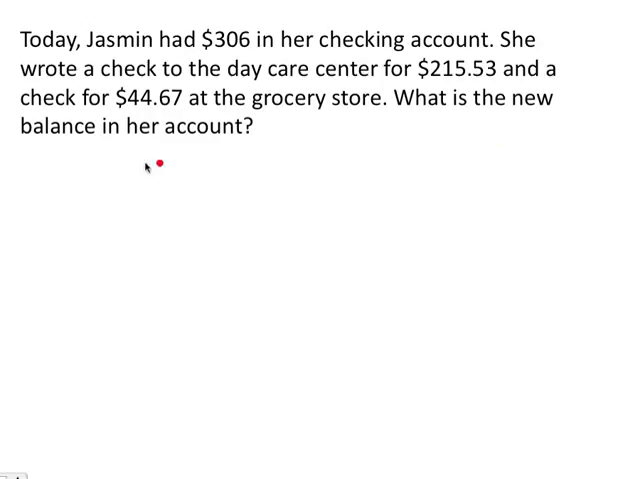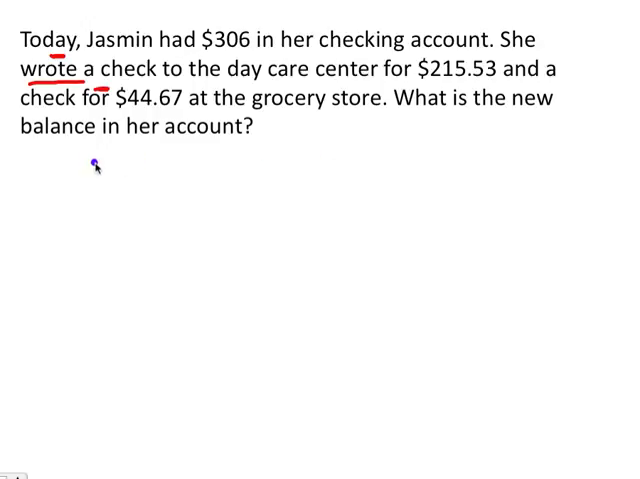So we're looking for the ending amount. Let's go back through and see if we can figure out what to do with these numbers. So she had $306 in her account. That's what she started with. Then she wrote a check. Wrote a check means money's going out of her account. That means minus. That's the $215. And she also wrote a check, so we've got another minus for this $44.67. And so after we do that, we should find out what's left.